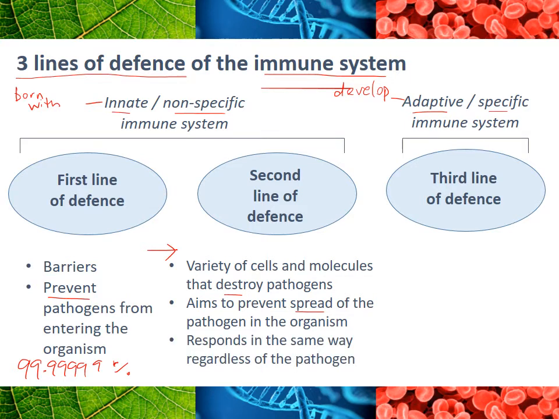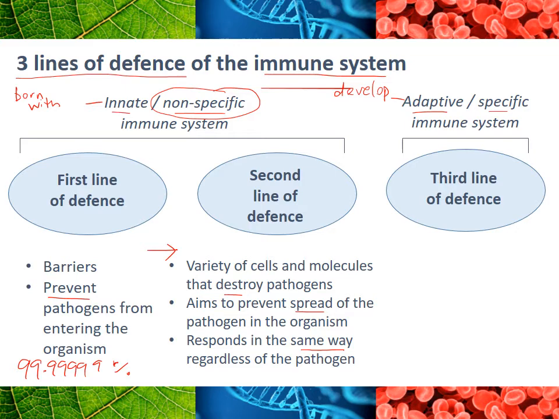This is important, and we'll look at this more next week. The second line of defense responds in the same way to all pathogens. And this is what we mean when we say it is non-specific. So it doesn't matter if it's the influenza virus or if it's chlamydia, or if it's Ebola. It will only respond in the same way. And we'll look more at that later. Don't worry too much about that for now.